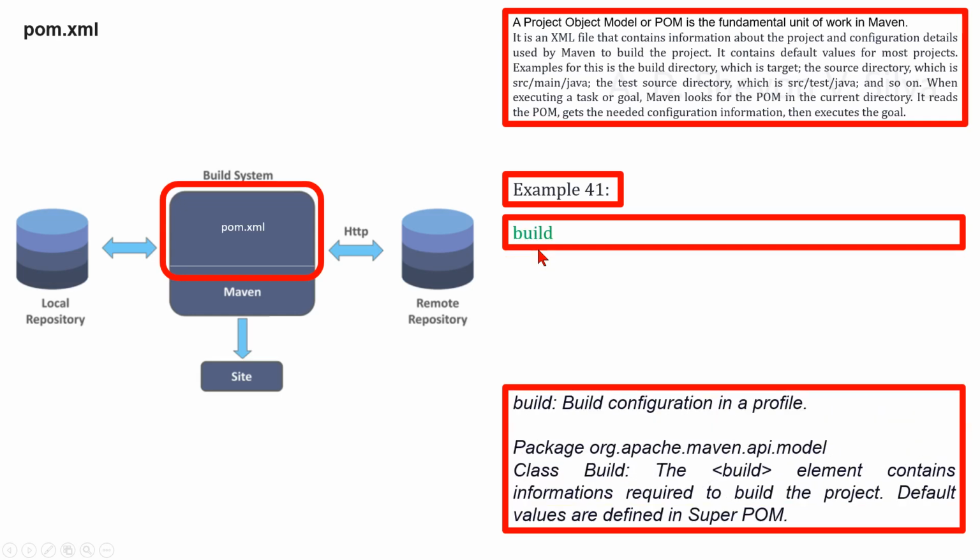Build, the build configuration in a profile. The class Build in package org.apache.maven.api.model. The build element contains the information required to build the project. Default values are defined in the super POM.